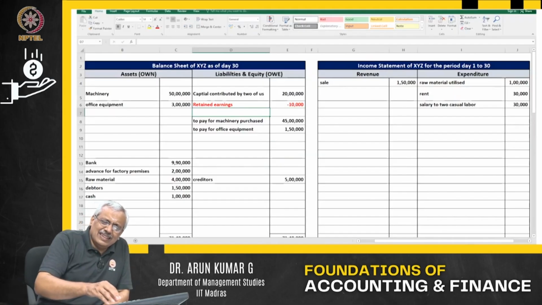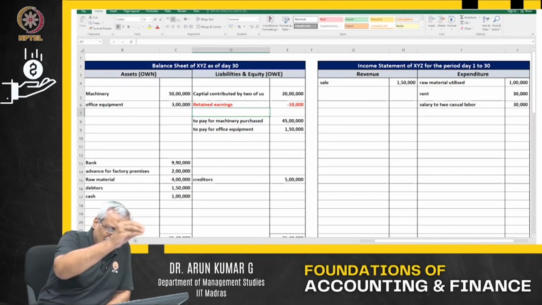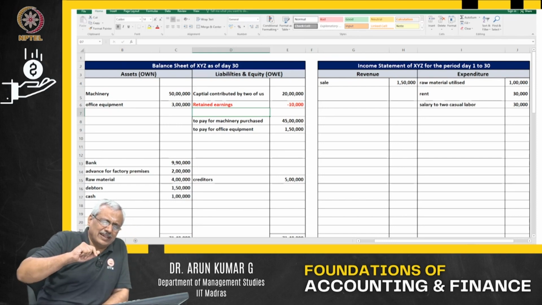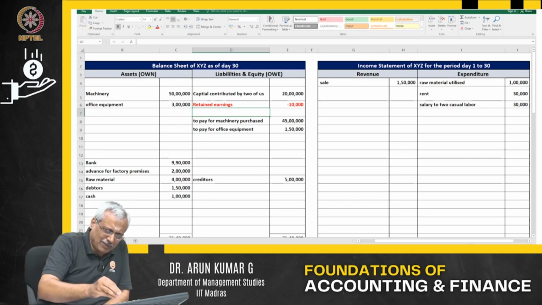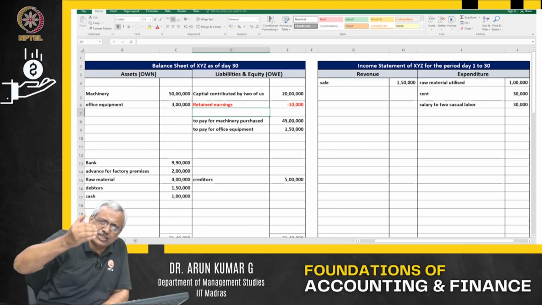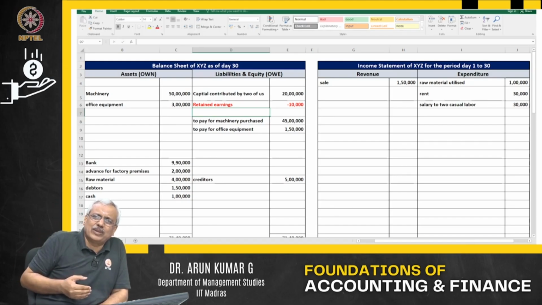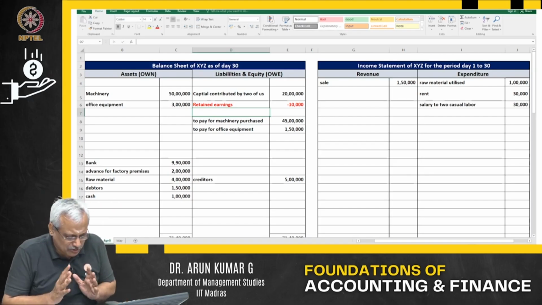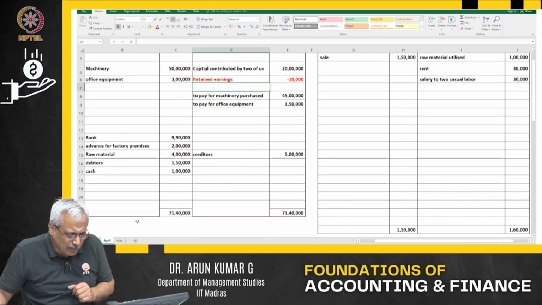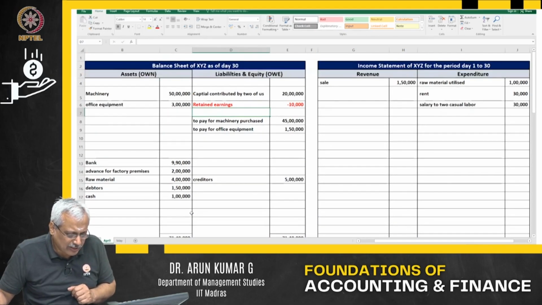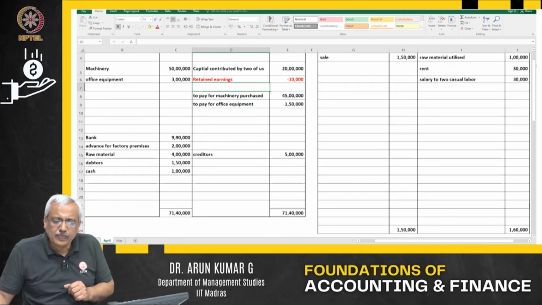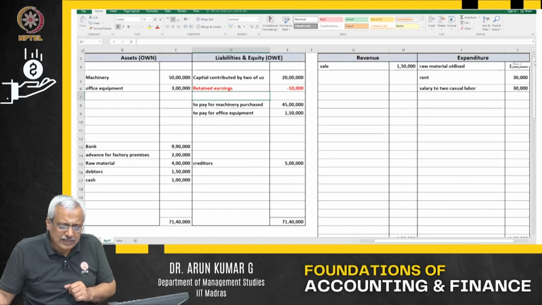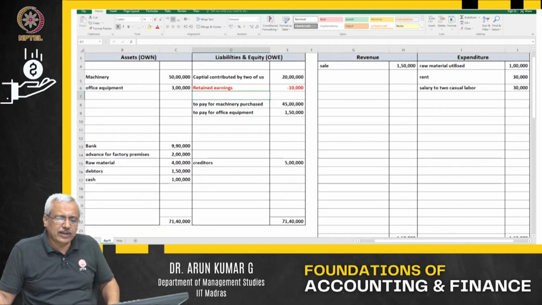I sell all the assets. Imagine I sell the machine for 50 lakhs, it goes for 50 lakhs. Imagine I sell the office equipment for 300,000, it sells. The bank balance is there. I have received the advance back from the owner of the premises. I sell the raw material, I collect money on the debtors, and then I have cash. So I am able to raise about 71 lakhs 40,000.